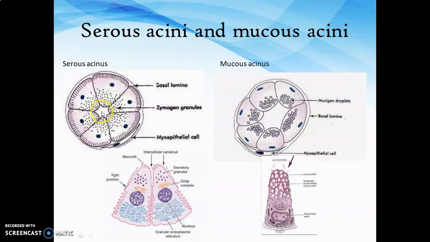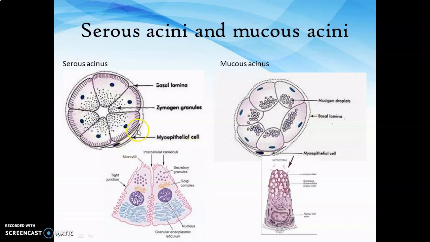The central lumen is smaller in serous acini and is larger in mucous acini. And if you see the shape of the central lumen, it is star shaped in serous acinus because the lumen extends between the cells like this. These extensions of lumen in between the cells are known as intercellular canaliculi. The intercellular canaliculi are absent in case of mucous acini.